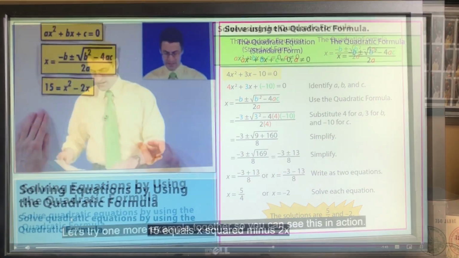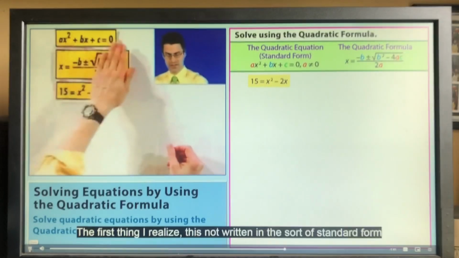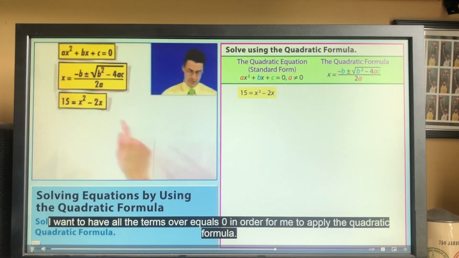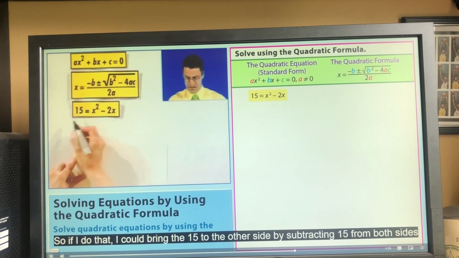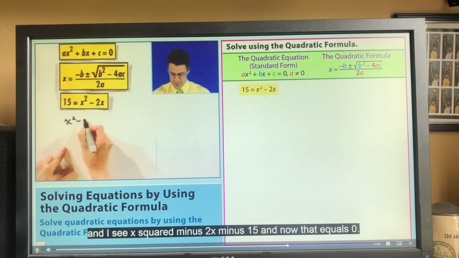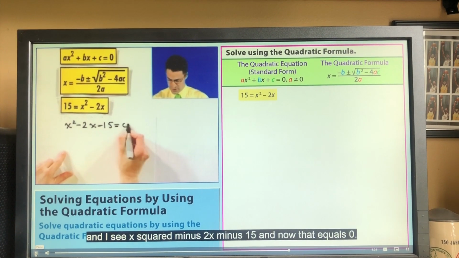Let's try one more example together. The first thing I realize is it's not written in this sort of standard form. I want to have all the terms over equal 0 in order for me to apply the quadratic formula. So if I do that, I could bring the 15 to the other side by subtracting 15 from both sides, and I see x squared minus 2x minus 15, and now that equals 0.